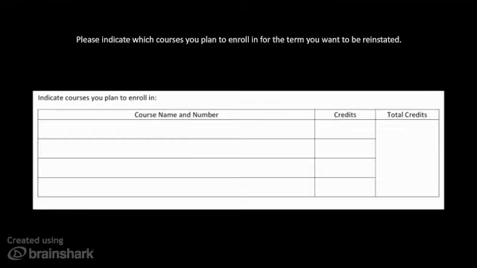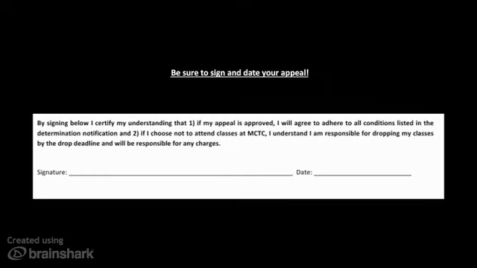Please indicate which courses you plan to enroll in for the term that you wish to be reinstated. Please include the course name, the course number, the number of credits, and total credits you wish to be reinstated for. Be sure to sign and date your appeal. By signing your appeal, you certify that you understand if your appeal is approved that you need to adhere to all conditions listed in determination notification. You also need to know that if you choose not to attend classes at MCTC, that you're responsible for dropping your classes by the deadline and that you're responsible for any changes.